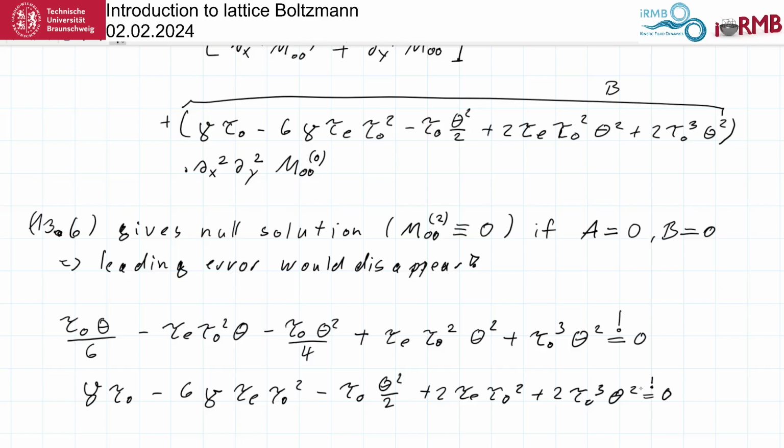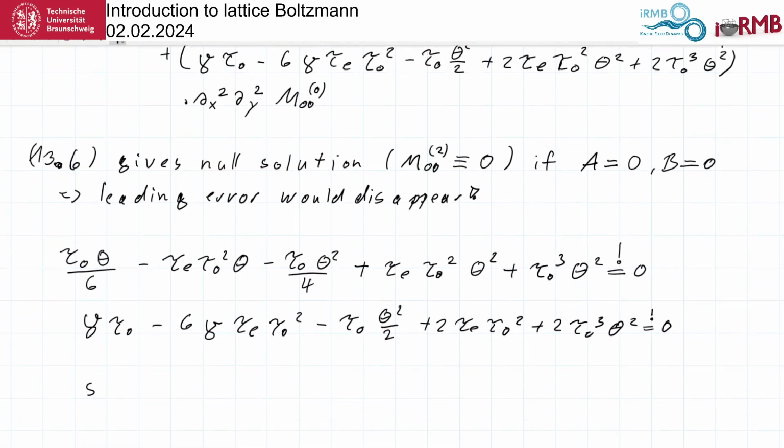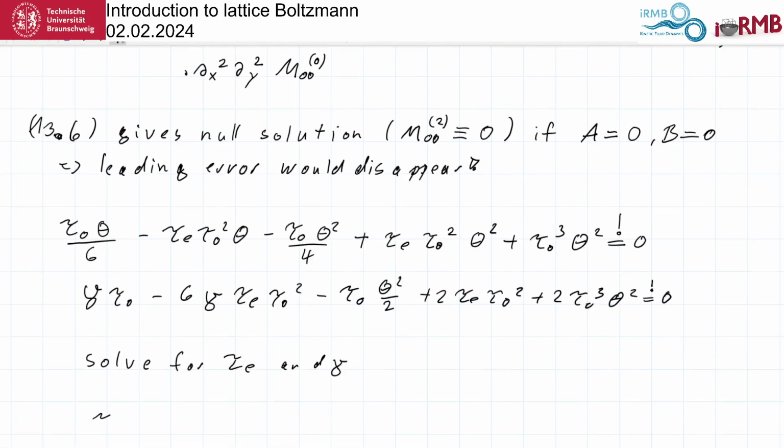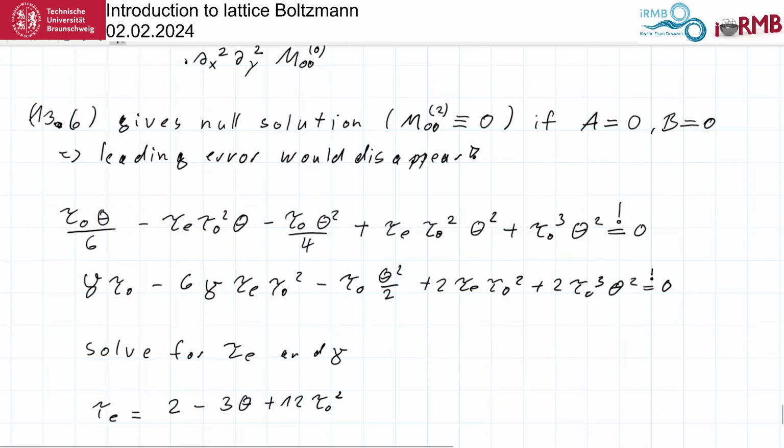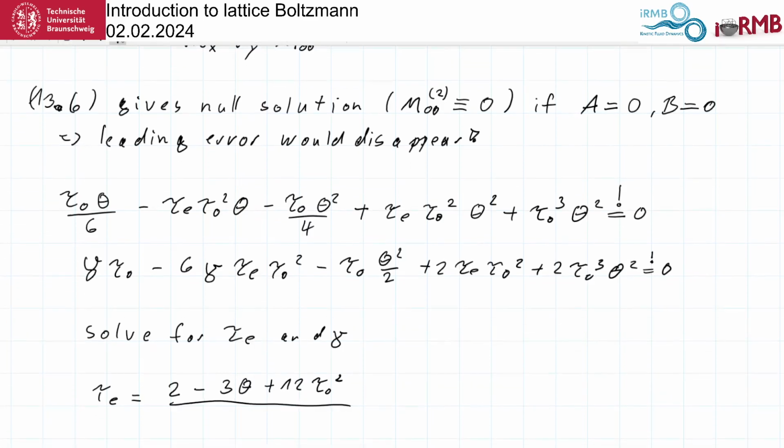So we are not supposed to touch them. So let's solve for the other two, because we have enough parameters. We solve for tau even, and we solve for gamma. And if we do this, we get tau even equal to 2 minus 3 theta plus 12 tau odd square, divided by 12 tau odd times 1 minus theta, and gamma turns out to be theta 1/3.